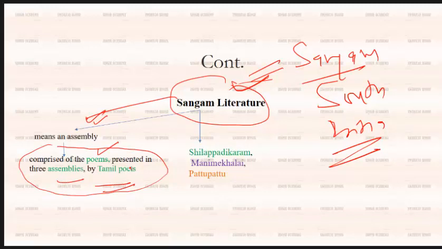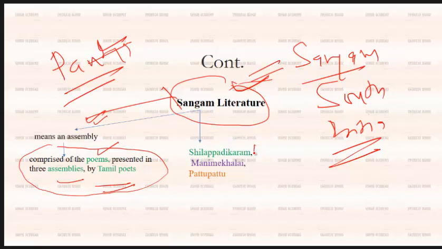In Sangam Literature, Sangam means assembly, which comprised the poems composed by Tamil poets, and these Sangams were held at the time of the Pandya rulers of South India. The very important books of Sangam Literature are Silpadikaram, Madi Mekhlai and Pattu Pattu. With the help of these three books, anybody can get information about the Sangam period.